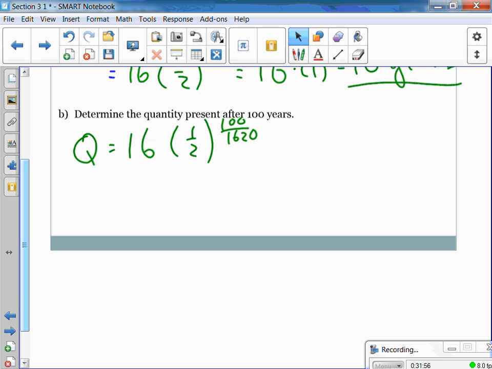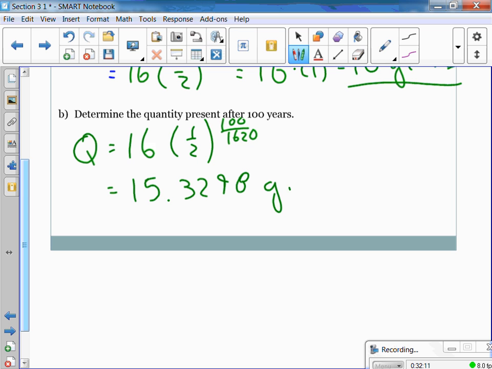15.32290. So after 100 years, we lost a drastic amount, almost 6/10 of a gram. Does that answer make sense? That we only lost 6/10 of a gram. Yes. Why? Exactly, a half-life. After 1,620 years, we're only going to lose 8 grams. So after 100 years, we should only be losing a small amount.